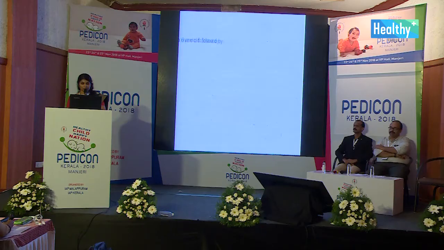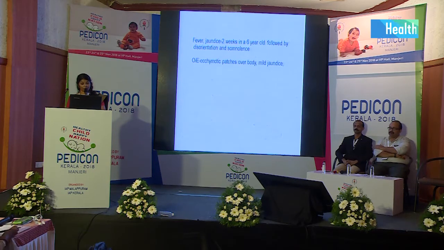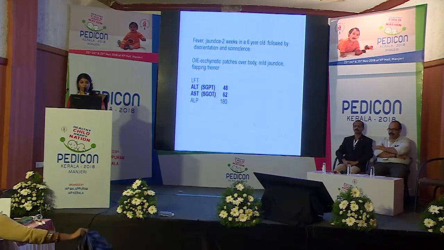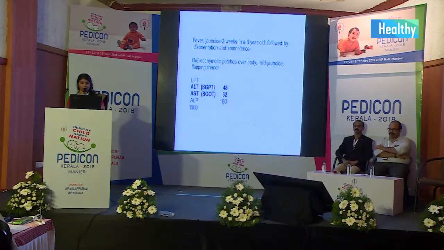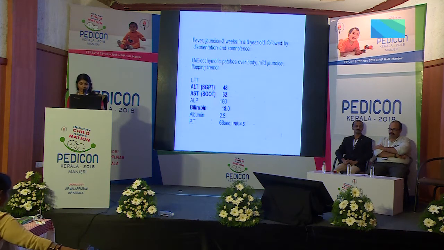The third is a fever, vomiting, malaise in a 10-year-old of 1 week duration. The enzymes are very high, as in the first case. The fourth is a fever, jaundice, 2 weeks in a 6-year-old, followed by disorientation and somnolence. On examination, there are ecchymotic patches over the body with mild jaundice and flapping tremor. The enzymes are mildly elevated, but the bilirubin is very high, and the synthetic function of the liver is impaired.